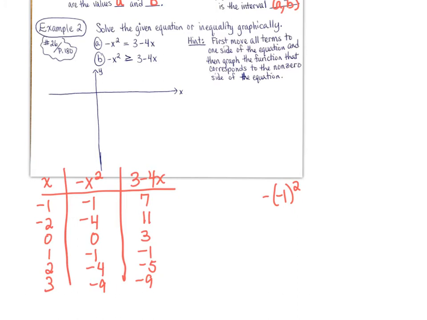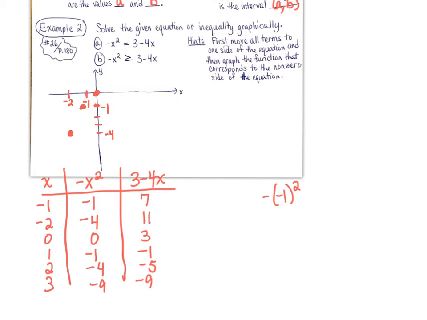Okay? So that's what we have. Now let's plot some points. We'll plot all of the points that we have. We'll first graph negative x squared. When x is negative 1, we found our corresponding y was negative 1. So we'll have negative 1, negative 1. Then you have negative 2, negative 4. Then we had 0, 0.